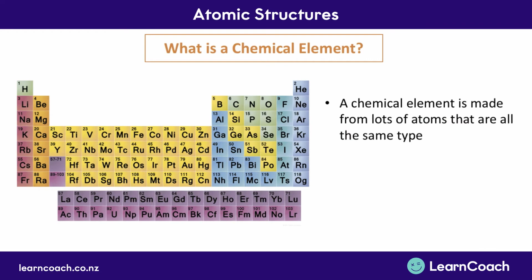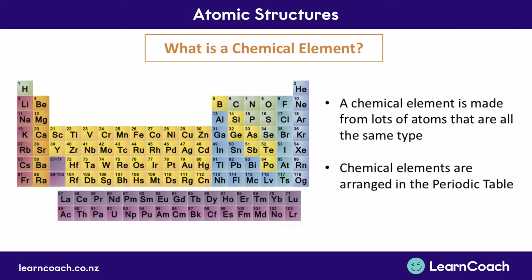So first of all, hopefully you recognise that this is a periodic table here on the left. When it comes to thinking about the periodic table, we need to know what a chemical element actually is. A chemical element is made from lots of atoms that are all of the same type. And as you can see, the chemical elements are arranged on the periodic table.